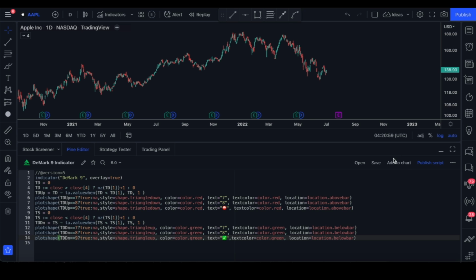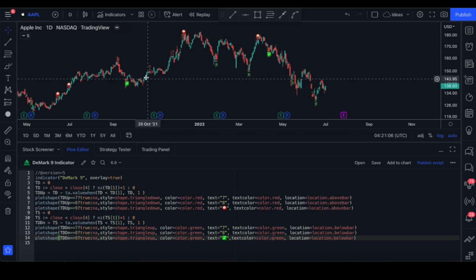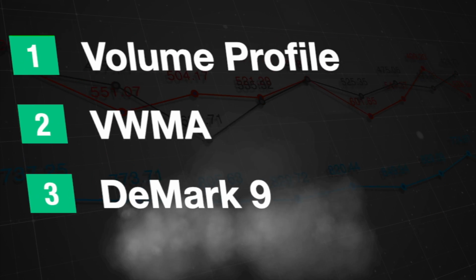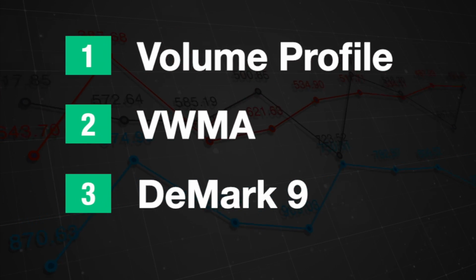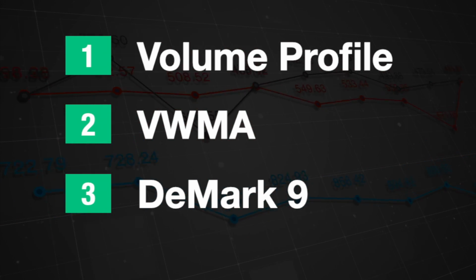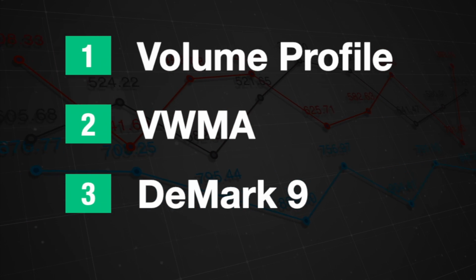Once we've done that, click this Add to Chart right here, and boom, you will see the DeMark 9 indicator right on your chart. It works on the majority of the markets and all different time frames. Cool, there you go. These are my top 3 indicators that I strongly believe will help your trading tremendously, especially in such a depressing bear market that we're going through right now.